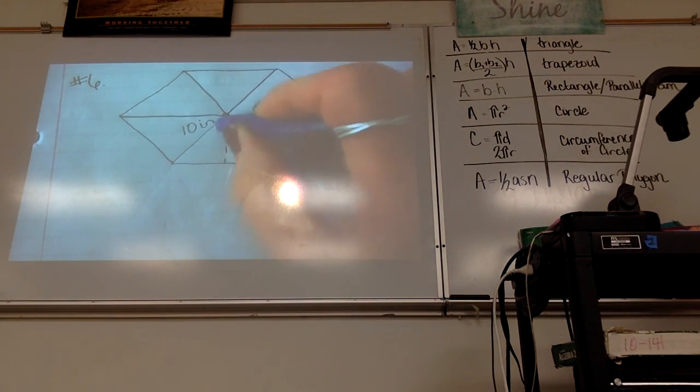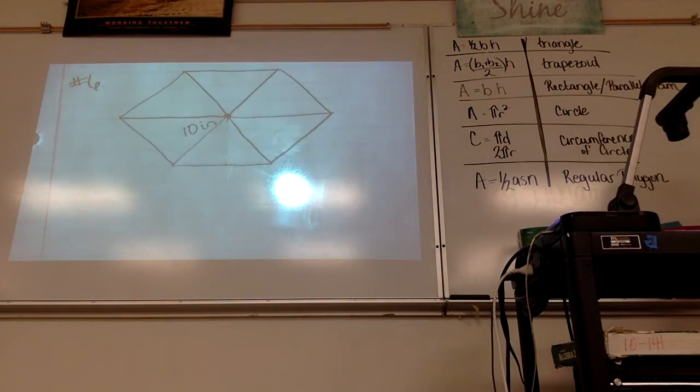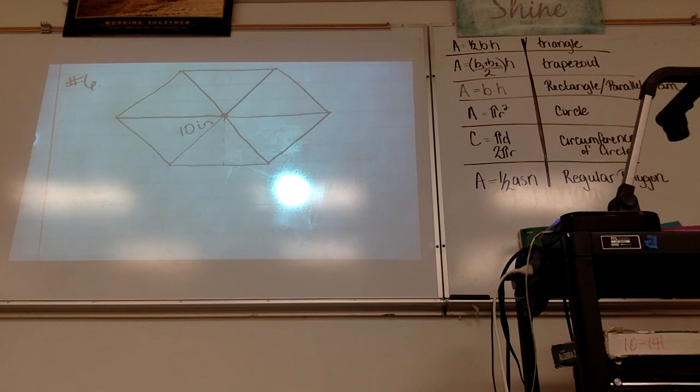Okay, let me erase this and ask that question again. How many total triangles are inside the shape? 6. So it's directly related to the number of sides. If you have 6 sides, you have 6 congruent triangles, assuming it's a regular polygon.